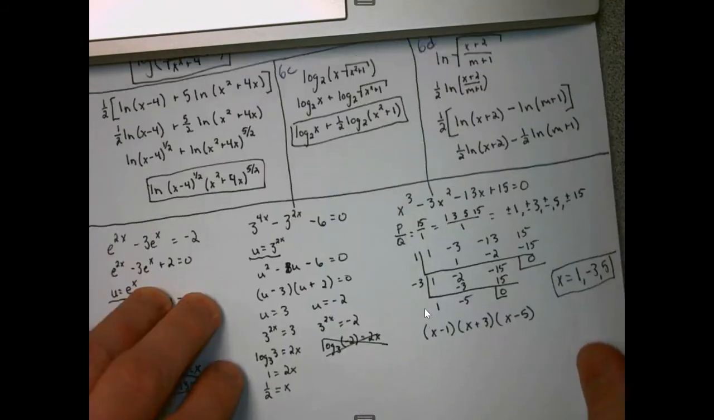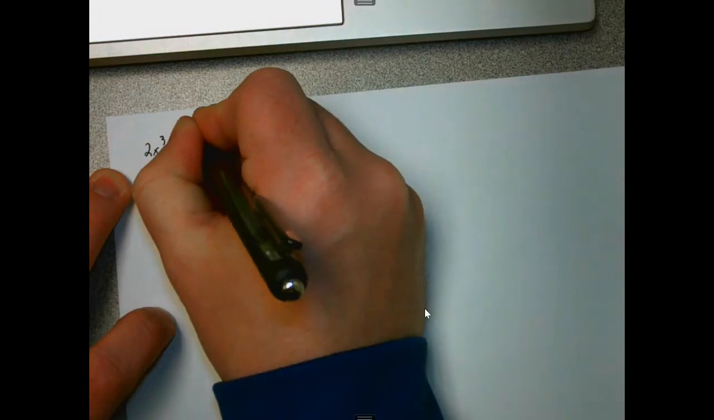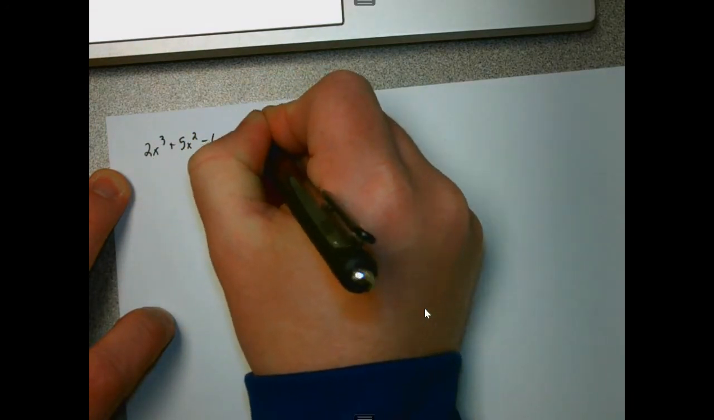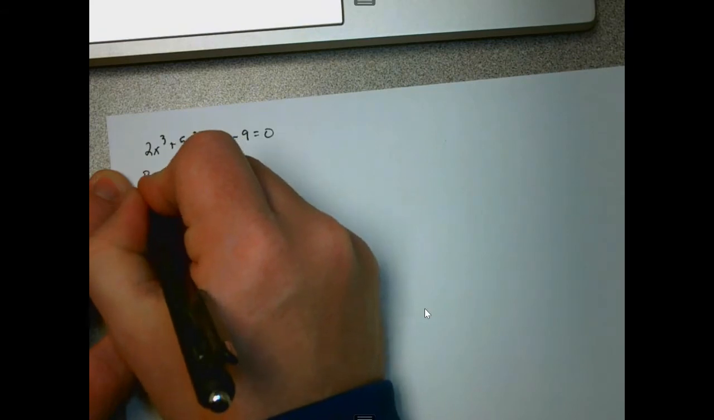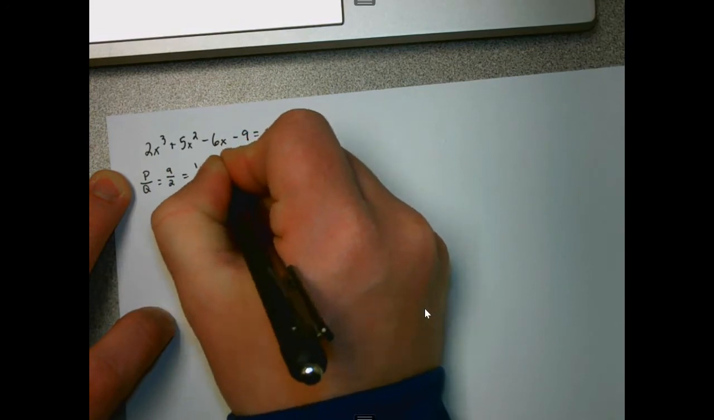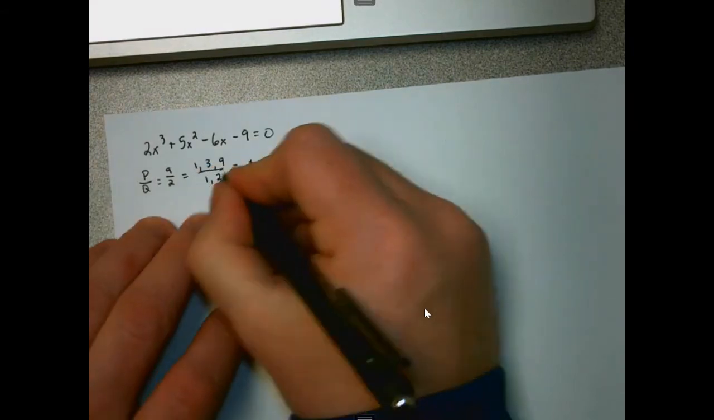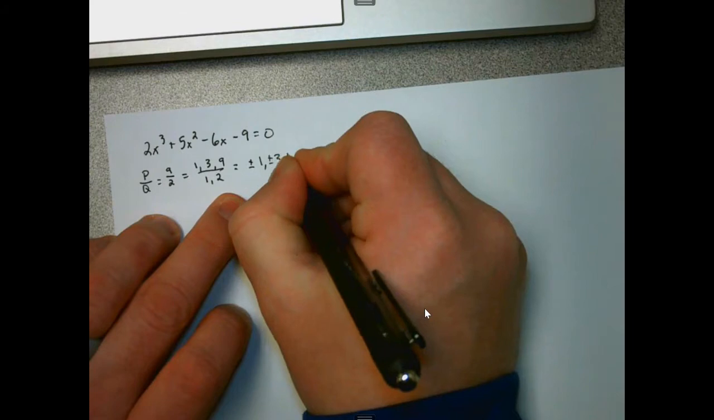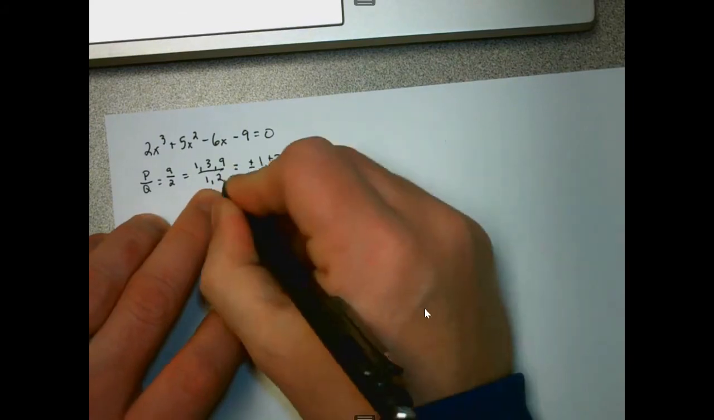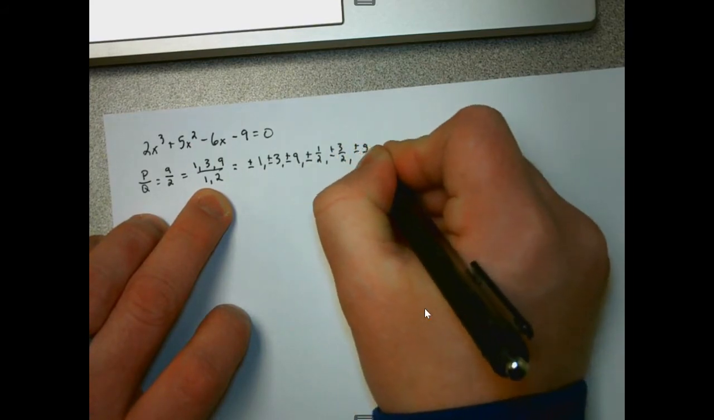Okay, I'm going to go to a new page for D. Okay, so 7D says 2x to the third plus 5x squared minus 6x minus 9 equals 0. Again, we can list out our P's and Q's. So that's 9 over 2, which is 1, 3, 9 over 1, 2. So that's plus minus all of these over 1. So 1, plus minus 3, plus minus 9, plus minus all those over 2. So a half, 3 halves, 9 halves.